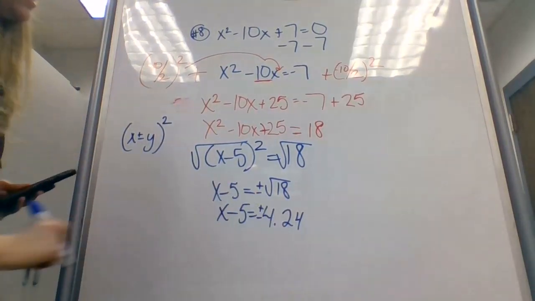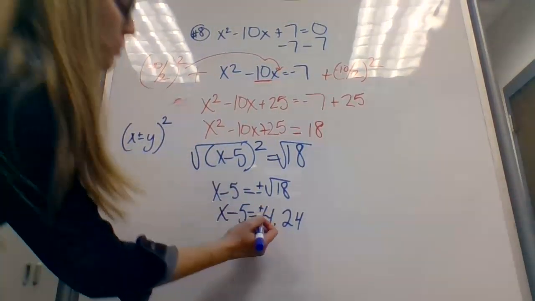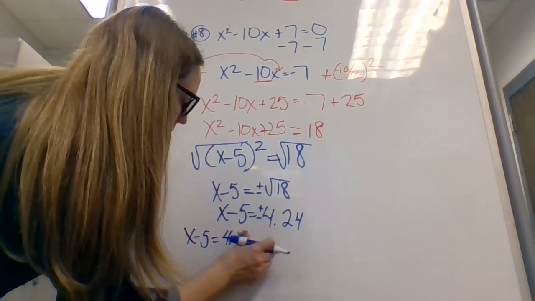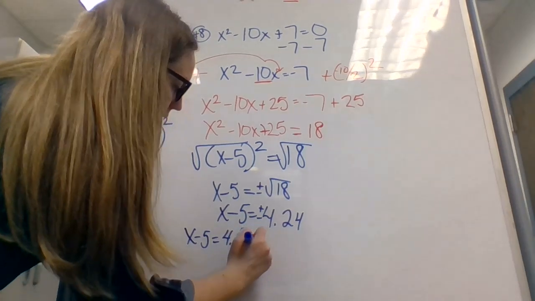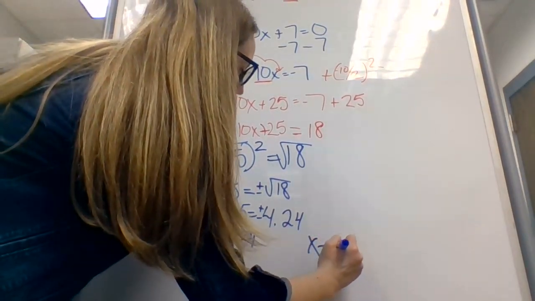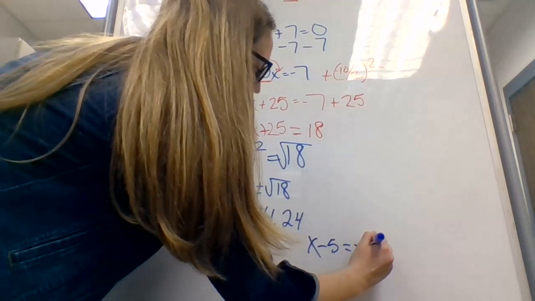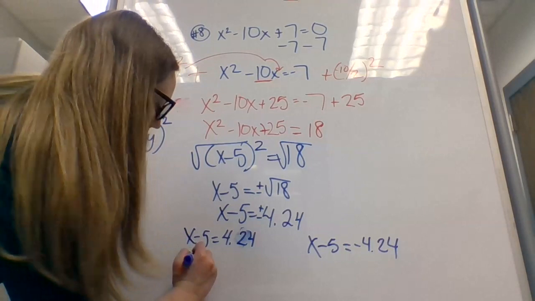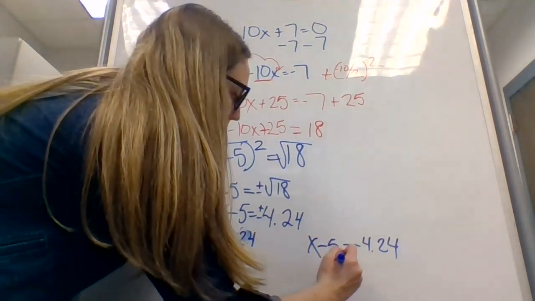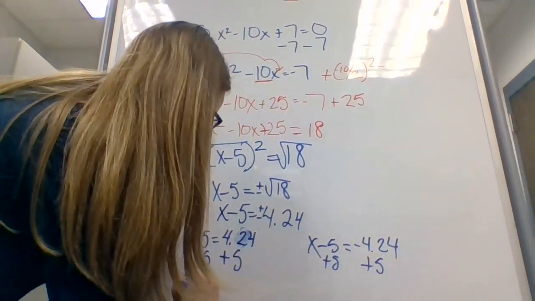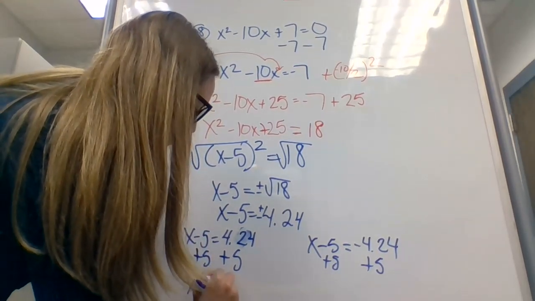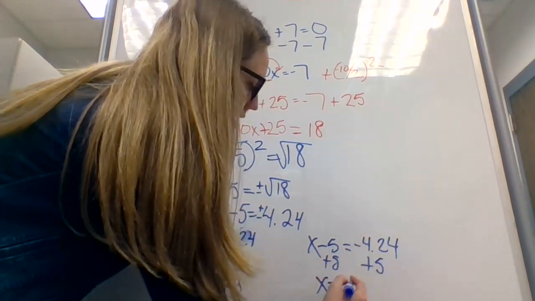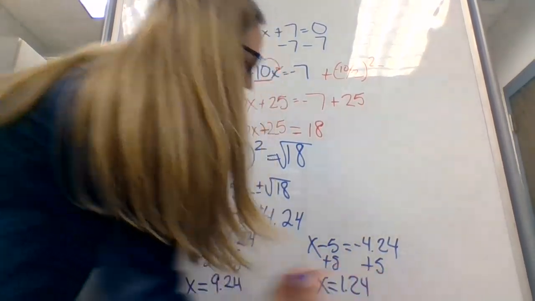Now you can set up 2 different equations. You can have one set up with your positive, x minus 5 equals the positive 4.24. And then you also have your other equation where it equals a negative 4.24. Solve for both values of x by adding 5 to both sides. So in this case, one value is x equals a positive 9.24, and your other value is x equals a positive 1.24.